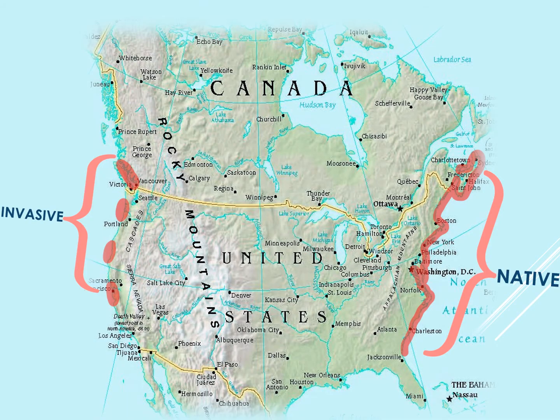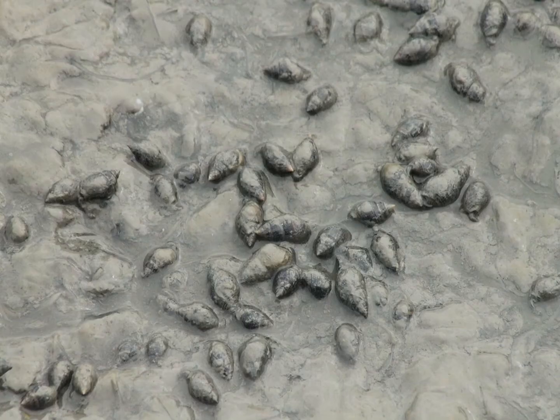The eastern mud snail is a small marine snail with a dark brown or black shell native to the east coast of North America, but is also an invasive species found on the west coast. It feeds on diatoms and algal detritus that it scrapes from the sediment surface.